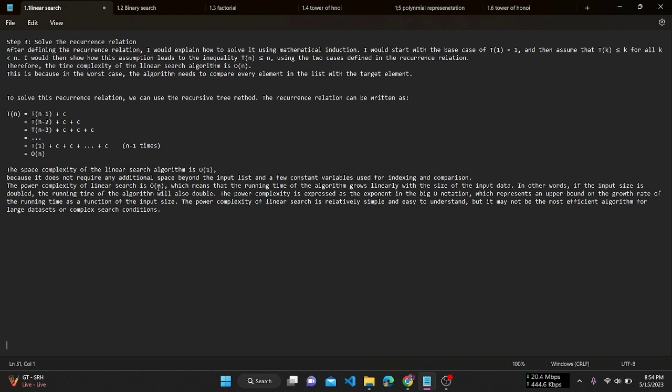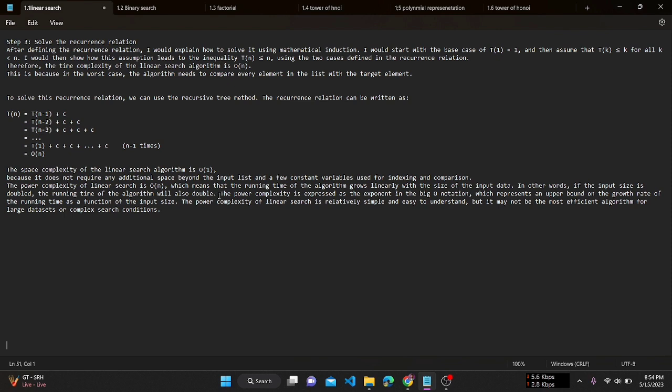The space complexity of the linear search algorithm is O of 1 because it does not require any additional space beyond the input list and a few constant variables used for indexing and comparison. The power complexity of linear search is O of n, which means that the running time of the algorithm grows linearly with the size of the input data. In other words, if the input size is doubled, the running time of the algorithm will also double.